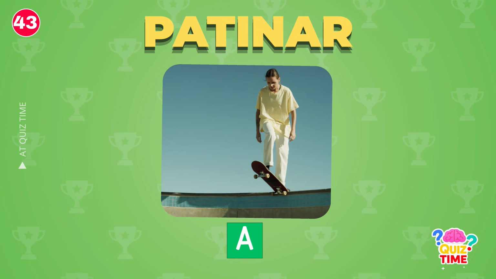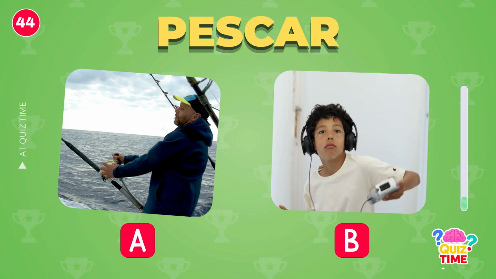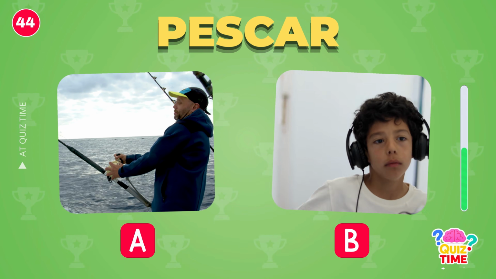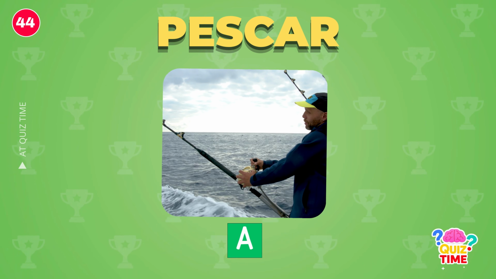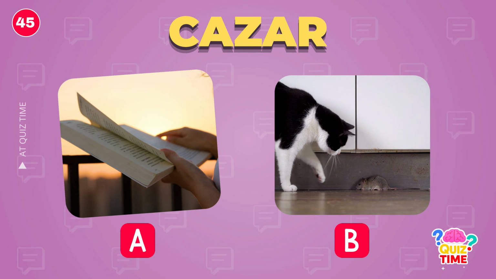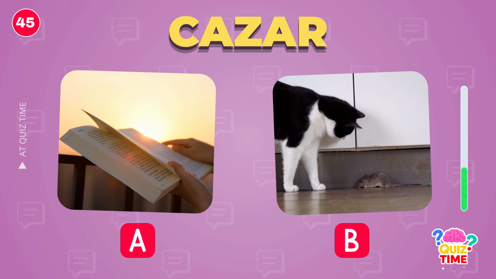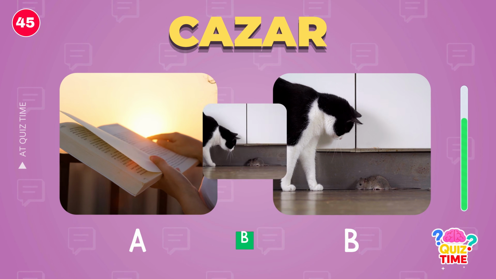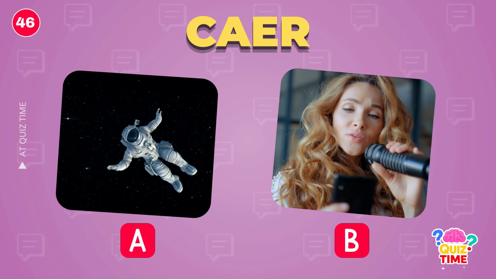Patinar. Which one is the right choice? Pescar. Test your brain. Which is it? Cazar. Pick the best action.